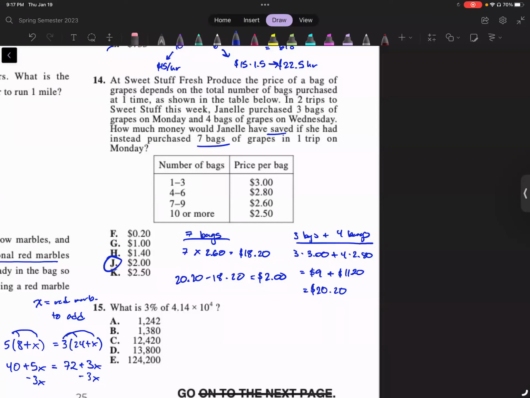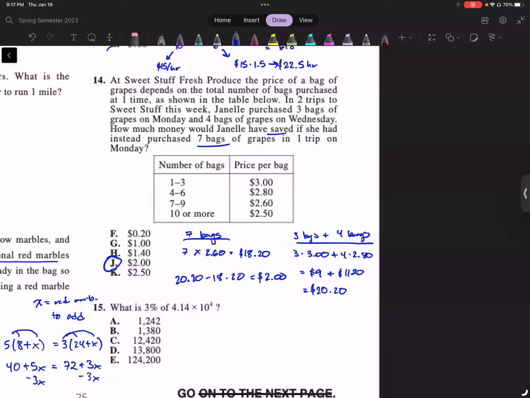Okay, so the main question I'm asking is how much she would save if she just bought the 7 bags in one trip. So let's figure out how much she would pay if she bought 7 bags. From the table, it's 7 times $2.60. So we use the calculator here. Calculator, find that. And that's $18.20.